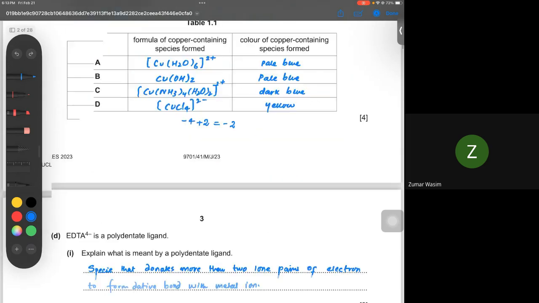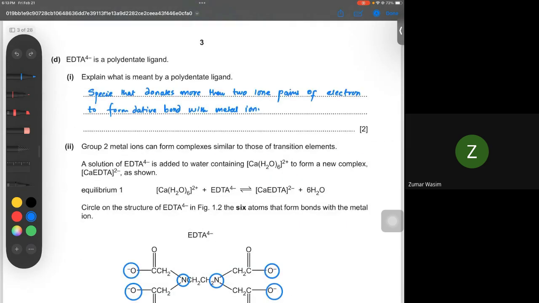Now they are saying EDTA4 minus is a ligand. They are saying it is a polydentate ligand. What is meant by polydentate ligand? Polydentate ligand, okay? You can say it is the species that is going to donate more than 2 lone pairs, more than 2 lone pairs of electrons.